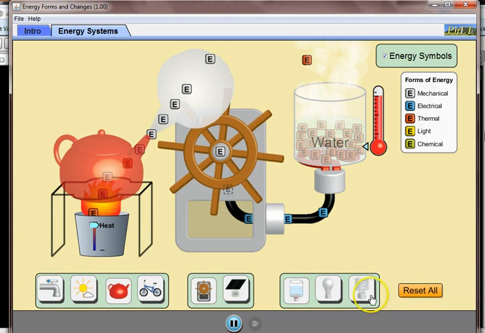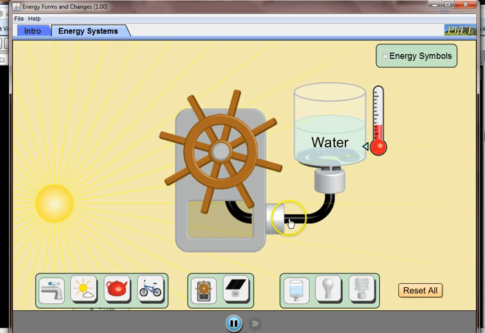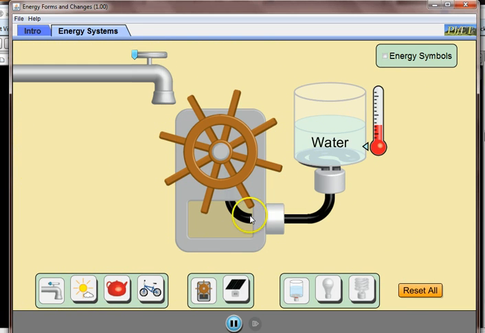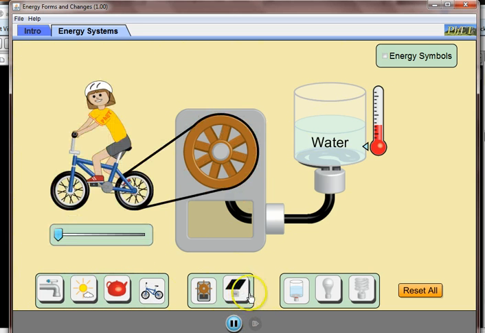Alright, so this is being done. Let's reset the experiment. We are done with this energy system lab. You can actually even use a bicycle to do the thing. You can heat the water using a bicycle, or you can light a bulb.